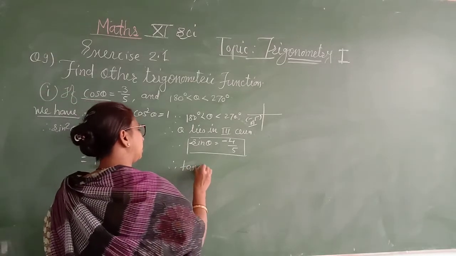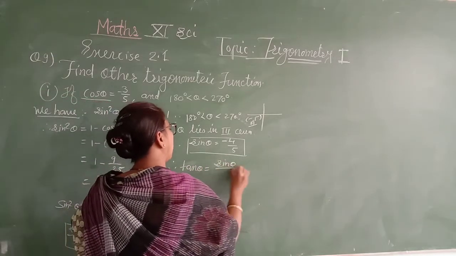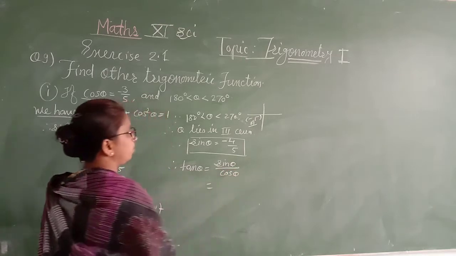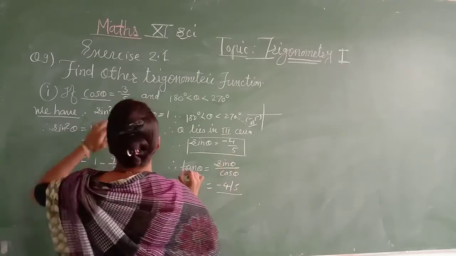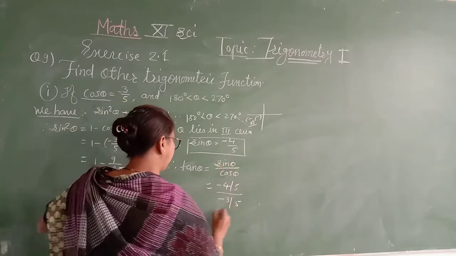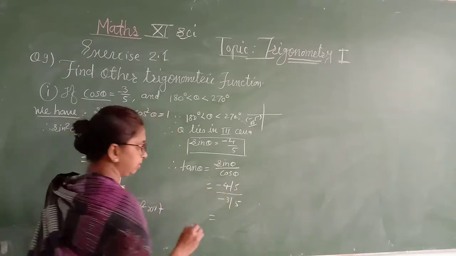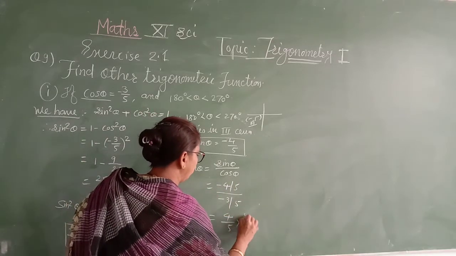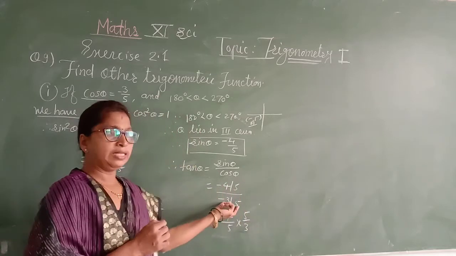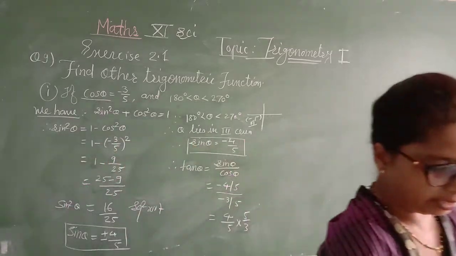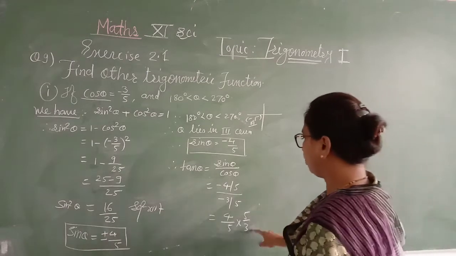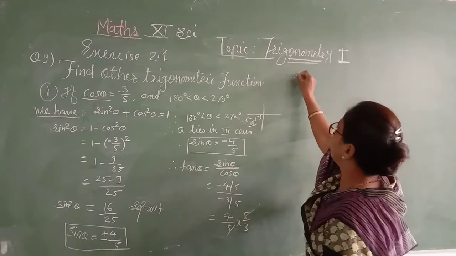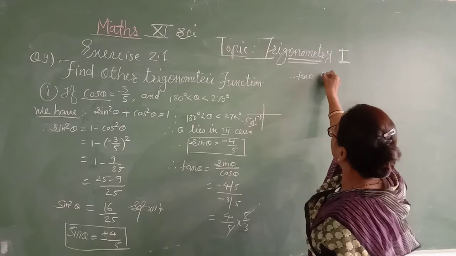Therefore, tan theta is equal to sin theta upon cos theta is equal to minus 4 by 5. We will put up the value. Cos is minus 3 by 5. Therefore, minus gets cancelled. 4 by 5 into 5 by 3. When the lower fraction goes up, we have to take its reciprocal, and the reciprocal we get is 5 by 3. 5 gets cancelled. We get tan theta is equal to 4 by 3.